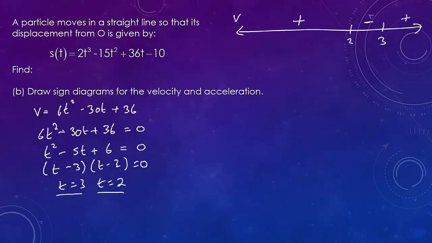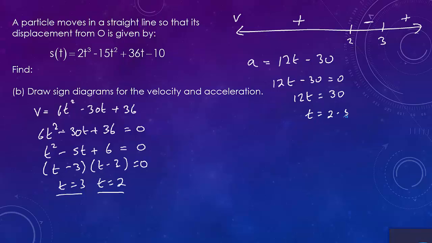So now let's try the acceleration. So the acceleration was 12t take away 30. And we're interested in when that's 0. So 12t minus 30 is equal to 0. 12t is equal to 30. So 30 divided by 12 is 2.5. So the acceleration is 0 at 2.5, which interestingly is halfway through that gap.